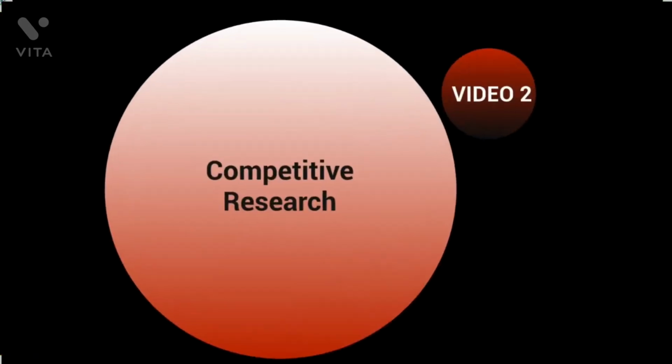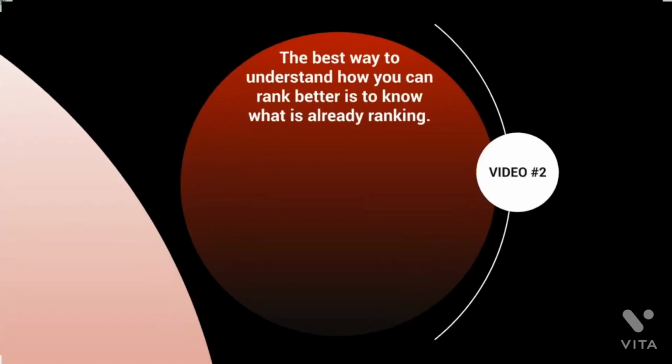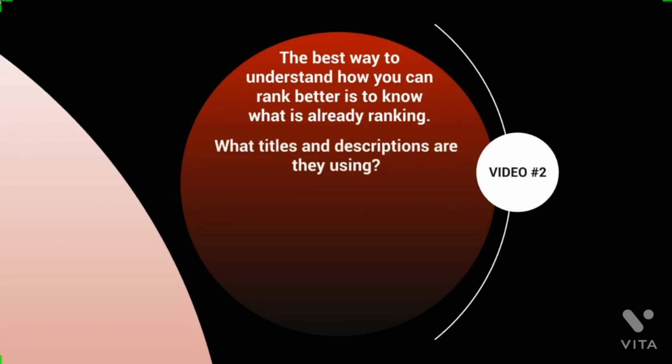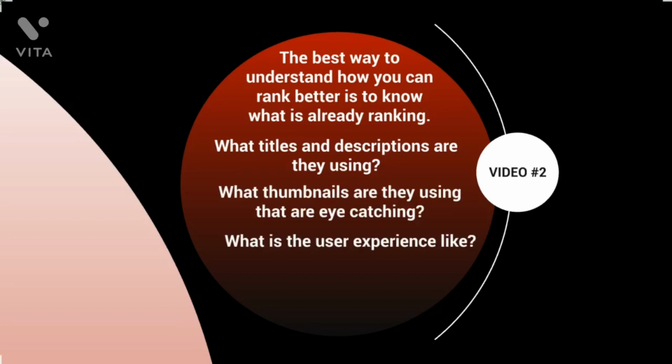So let's talk about competitive research. You see, the best way to understand how you can rank better is to know what is already ranking in your niche or your market. So what we want to do here is analyze the videos that are on the top. And I want you to specifically look at what titles, what descriptions are they using, and what thumbnails are they using that are eye-catching. And what is the user experience like when you click through those videos?